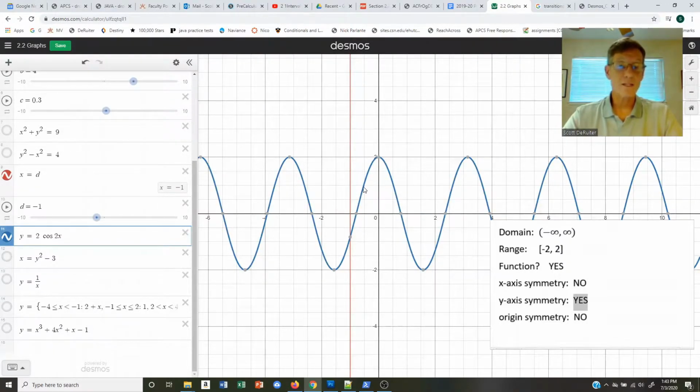It does have y-axis symmetry though. Any point on the curve, you reflect it with respect to the y-axis. That reflected point is also on the curve. No origin symmetry. So take a point, reflect it with respect to the origin. It's not on the curve. All right, next we have another parabola.